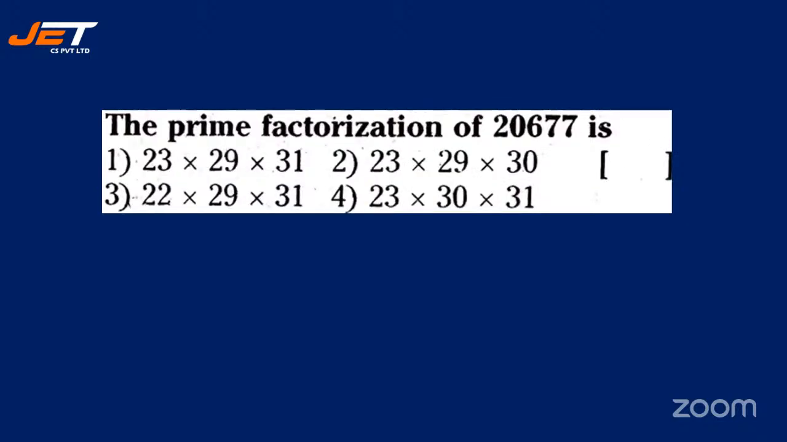The prime factorization of 20,677 is dash. So only when you work it out, you will be able to get the answer. 23 into 29 into 31. 23 into 29 into 30. 22 into 29 into 31. 23 into 30 into 31. All right, let's see the answer. It is option 1, 23 into 29 into 31.